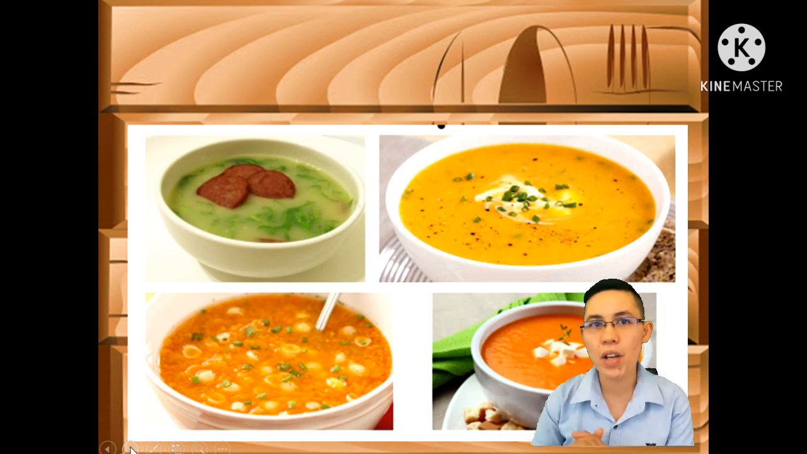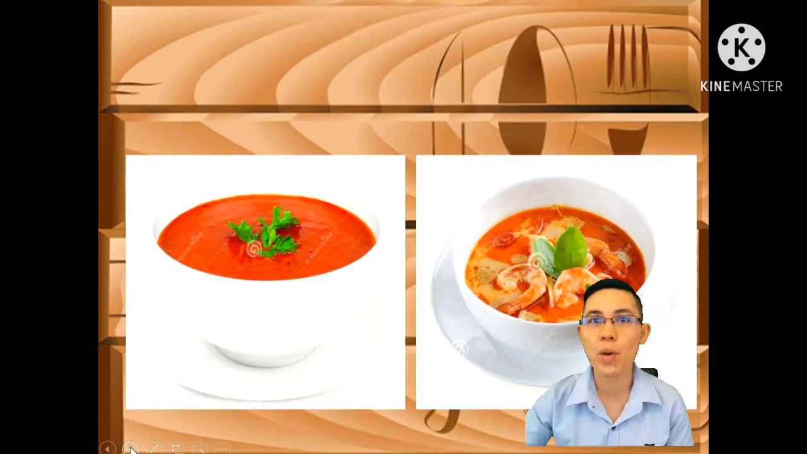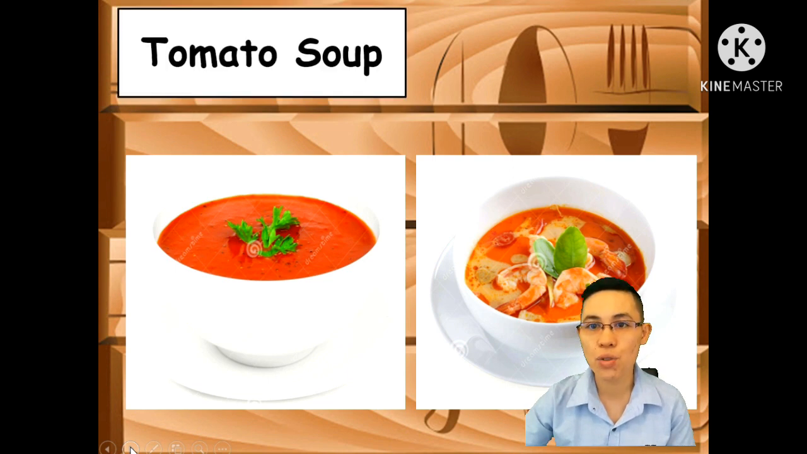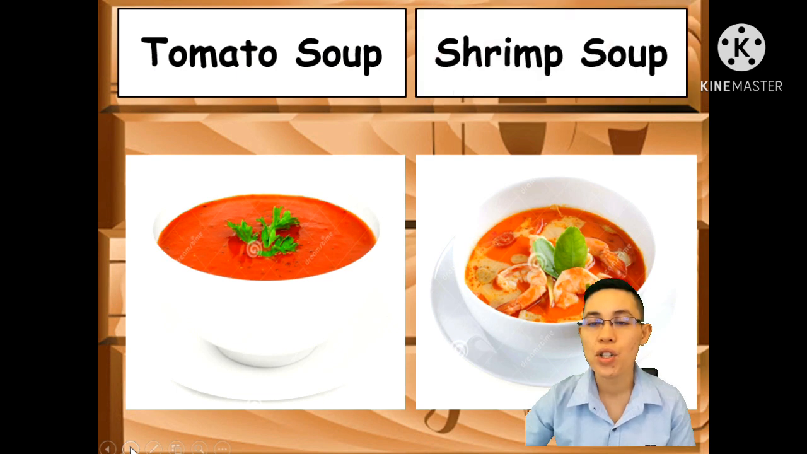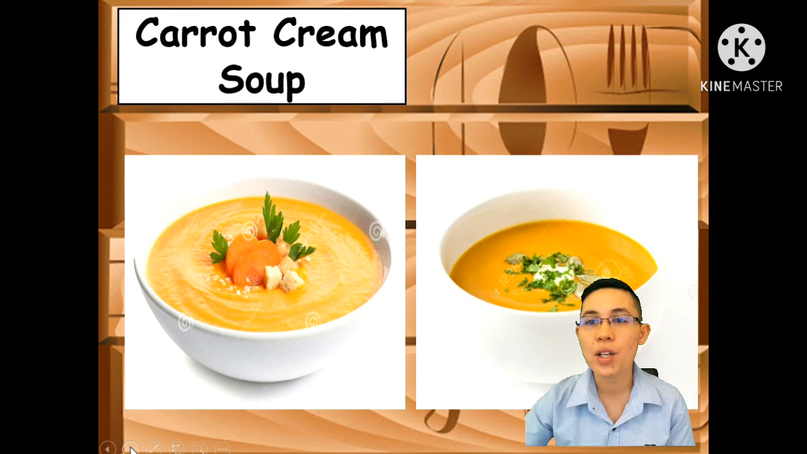Also, some of the restaurants, they have also soup. So next we have, please repeat after me, soup. Again, soup. Now what kind of soup do we have in Teacher P's restaurant? So we have tomato soup. Again, tomato soup. Next, we have shrimp soup. Again, shrimp soup. Next, we have carrot cream soup. Again, carrot cream soup. Okay.